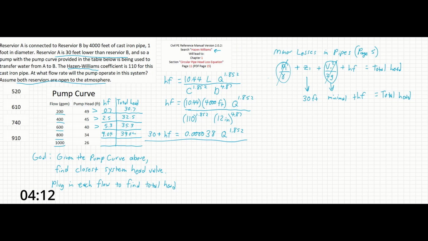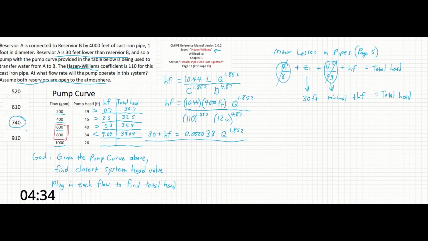For 800 gallons per minute, the total head is 39.4, which is the first occurrence where total head exceeds the pump head of 34. This means that our answer is somewhere between 600 and 800 gallons per minute. Looking at our answers, we can likely guess that the answer is 740, assuming that 610 is too low. But we can check if we have the time.